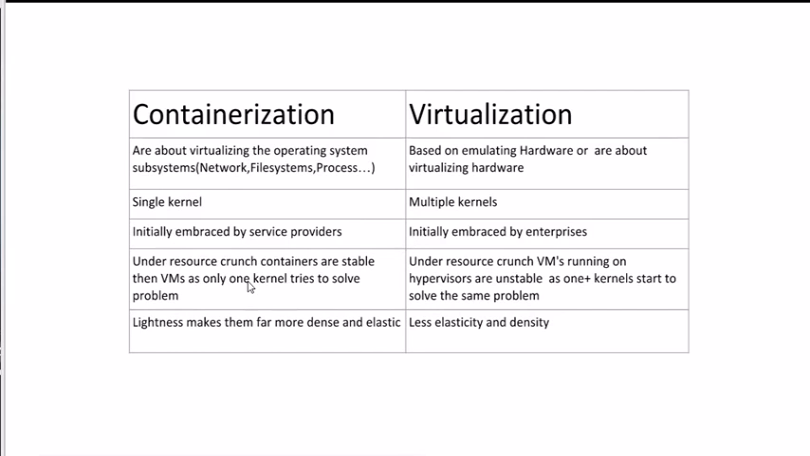Under resource crunch, containers are more stable than VMs, as only one kernel tries to solve the problem. Under resource crunch, VMs running on hypervisors are unstable, as one plus kernels start to solve the same problem. Lightness makes containerization far more dense and elastic. In virtualization, we'll have less elasticity and density.